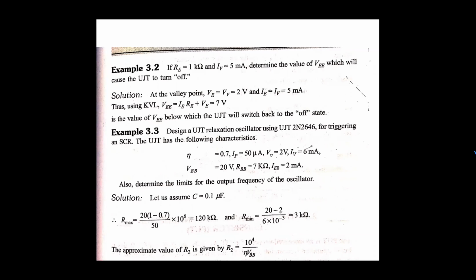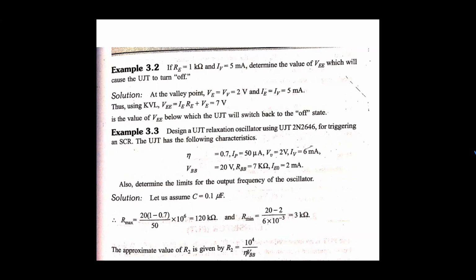They are given the intrinsic standoff ratio, the peak voltage and current, the valley voltage and current, VBB of 20 volts, RBB of 7 kilo ohms, and IE0 of 2 milliamperes. We also determine the output frequency of the oscillator. Solution: we assume, because T is equal to RC into ln of 1 divided by 1 minus eta, that two unknowns are there.